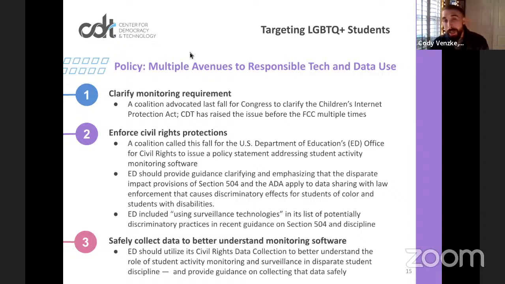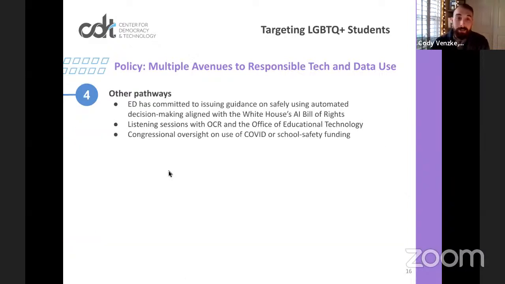Finally, we have also advocated for the U.S. Department of Education to use its civil rights data collection to better understand the role of student activity monitoring software and other surveillance technologies in causing disparate student discipline. We've urged the department to provide guidance to schools on how to collect that data and measure the harms that arise from this technology. In addition to these three advocacy efforts that we've made, there are other ones out there that we haven't explored, and we invite some discussion on today.